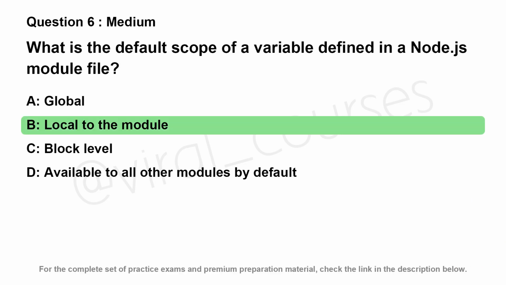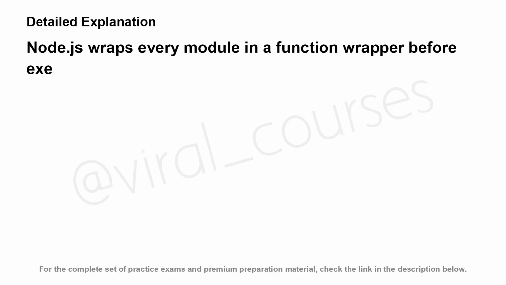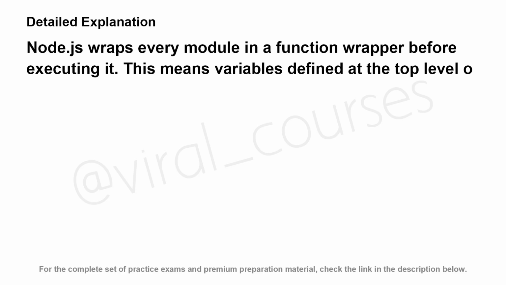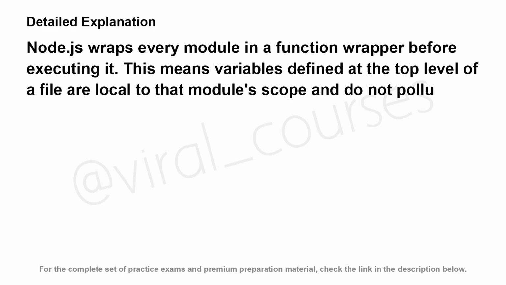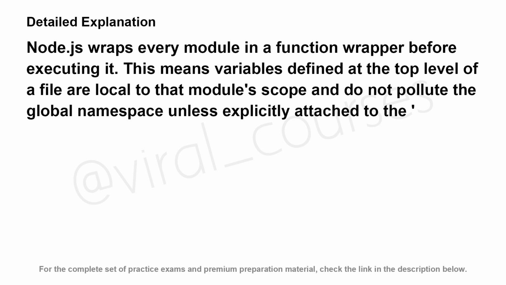The correct answer is B. Node.js wraps every module in a function wrapper before executing it. This means variables defined at the top level of a file are local to that module's scope and do not pollute the global namespace unless explicitly attached to the global object or exported.